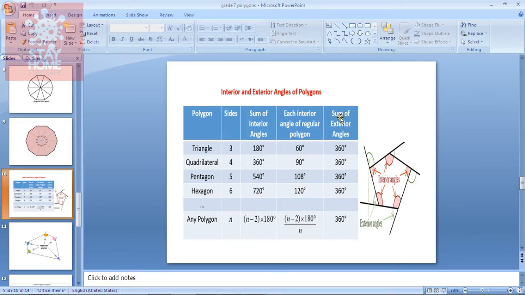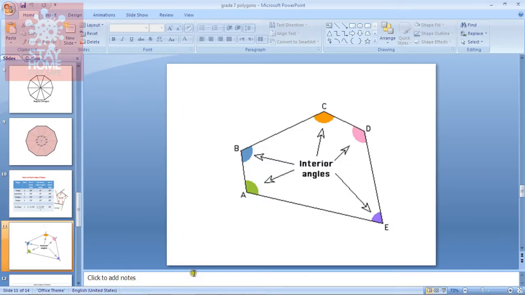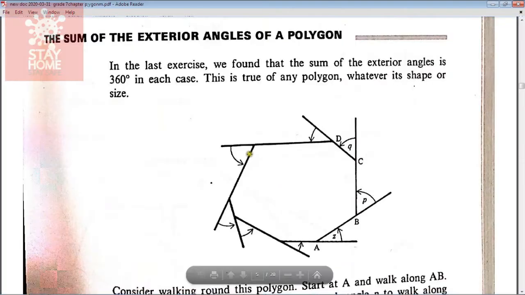So today, the sum of exterior angles. The sum of exterior angles is always 360. In any polygon, the sum of the exterior angles is equal to 360. Now we are coming towards the book. See the exercise.